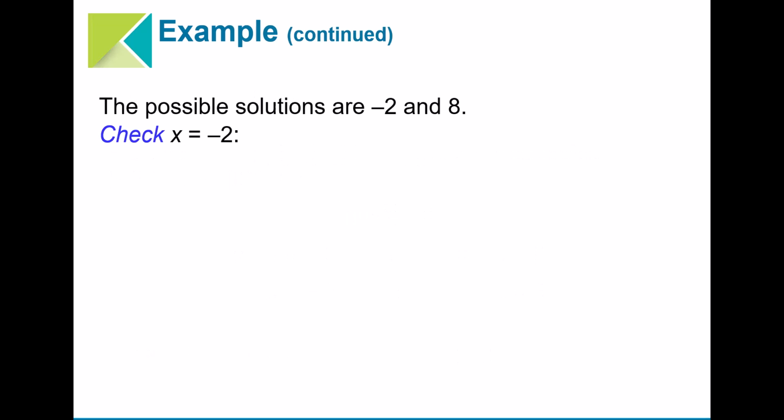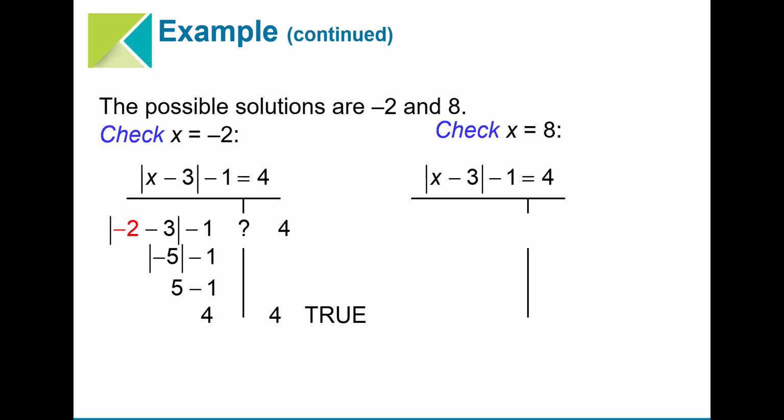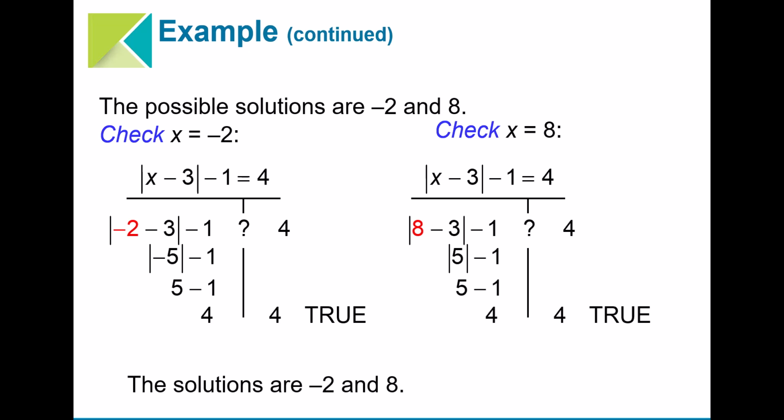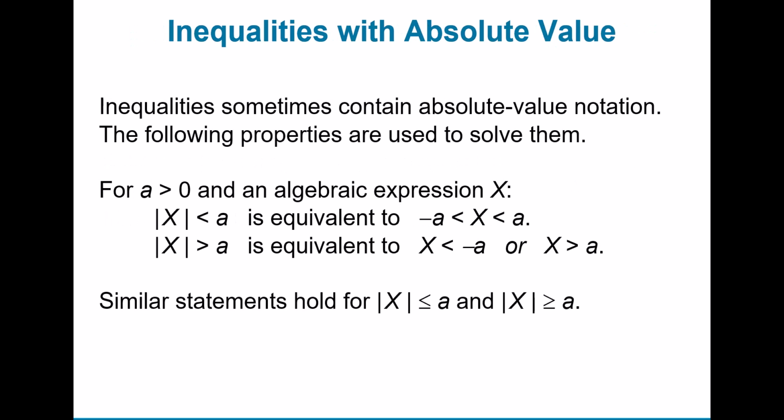This is one where you do need to check your solutions. So if I check the negative 2, looks like that works. And then I check the 8, and looks like that works. So this is another one, as I mentioned in some of these past videos, where you need to take the time to check that the solutions work. All right, so when a equals 0, the absolute value of x equals a is equivalent to x equals 0. This means we have something called the empty set, that there's no solution.